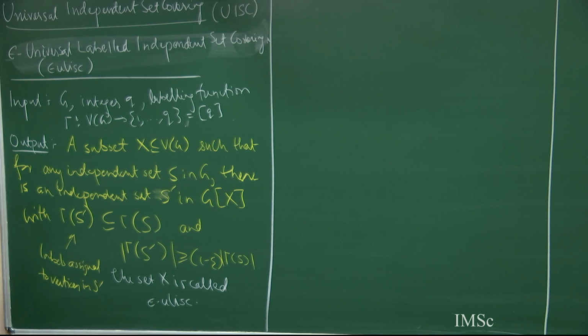So first let us understand what is our goal, what do we expect from an output. Now I want to output a set X with certain properties. It is important because you give me any independent set in my graph, and I have a close approximation in terms of label set in my set X. Does anybody have any problem with the definition?